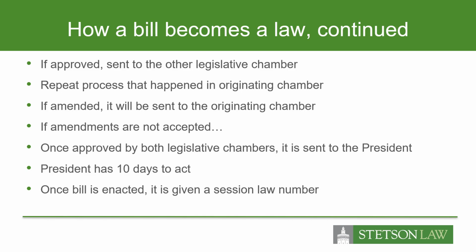Once a bill is sent to the president, the president has 10 days to act. And three different things can happen in those 10 days. The president can sign the bill, making it law. The president can take no action at all, and it will automatically become a law. Or the president can veto the bill. Now, a veto can be overridden if it is approved by a 2/3 vote in both the House of Representatives and the Senate. Once a bill is enacted, it is given a session law number.